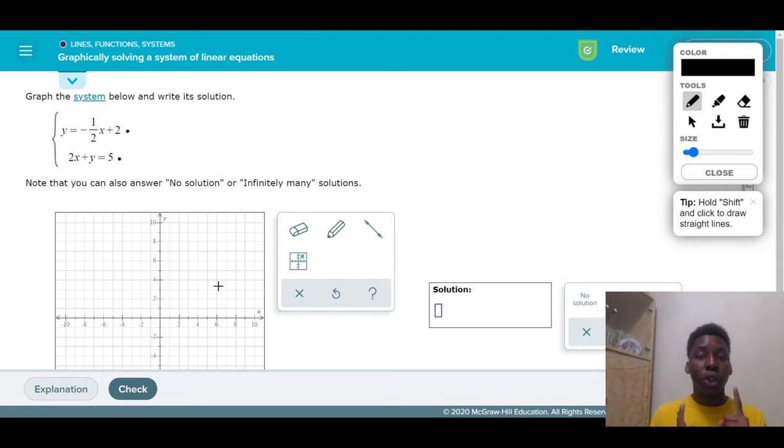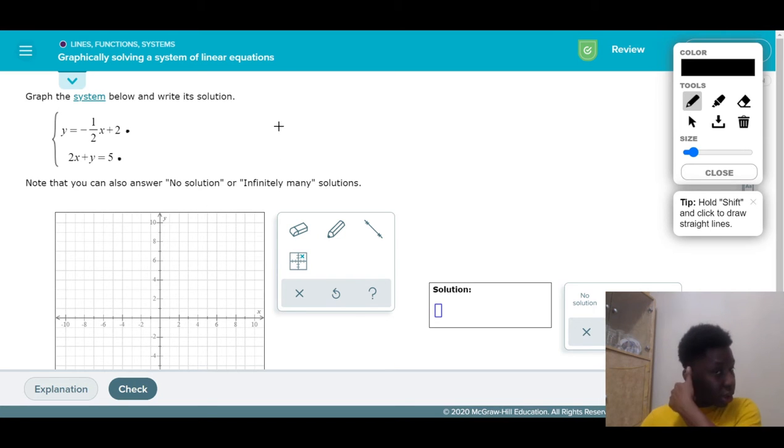But if those two lines are parallel to each other, they never meet, they never cross each other. That means there is no solution. That means the two equations don't have any solution, right? But if these two lines are the same, imagine they're the same line, basically they're just the same thing, that means there are infinitely many solutions, right?